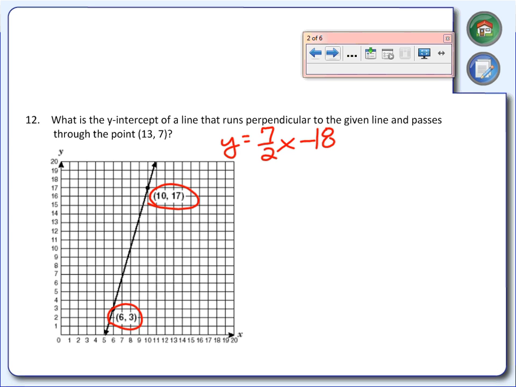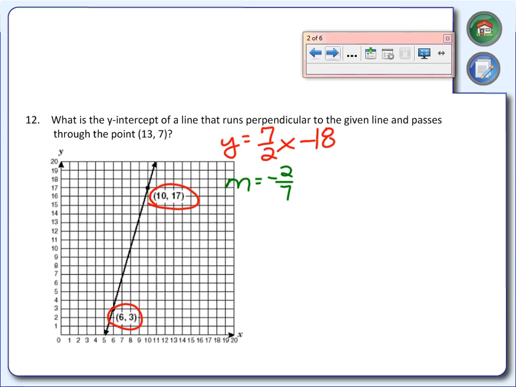But what we're going to do is write one that runs perpendicular to that line and also goes through the point 13, 7. Here's what we know about perpendicular lines. The only way lines can be perpendicular is if we have opposite reciprocals. So with 7 over 2, flip it upside down. That's the reciprocal. And I'm also going to have to change the sign. It's got to be opposite. So my slope is going to be negative 2 over 7. That is the opposite reciprocal of 7 over 2.